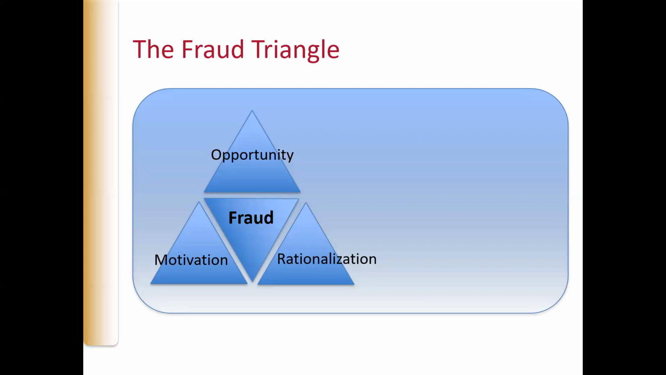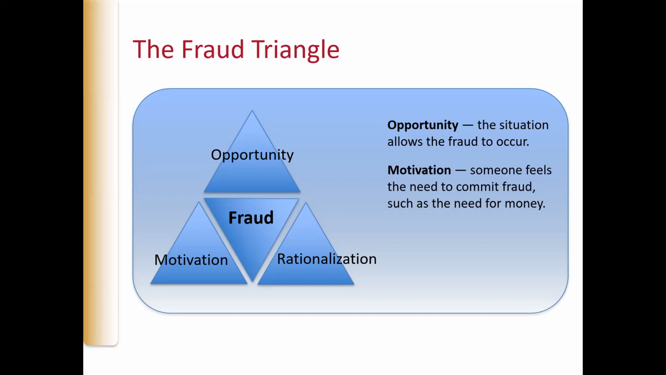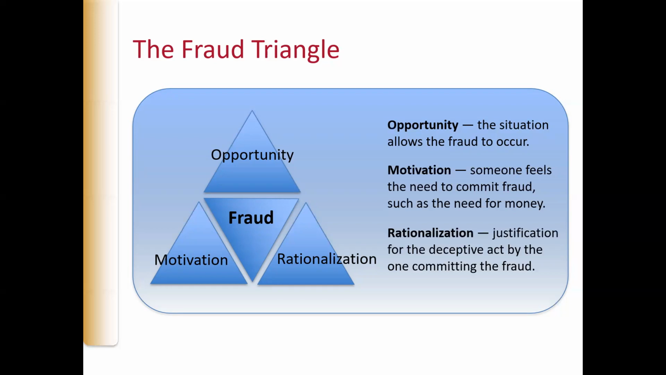For fraud to occur, there must be 3 elements. The individual must have an opportunity for fraud to occur. They're open to being able to commit a wrongdoing. Inside the person, they've got to have some type of need. Someone feels the need to commit fraud, such as the need for money. But then they also have to rationalize their behavior.